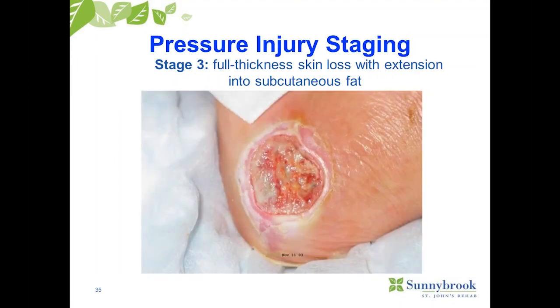So how do you tell a stage 2 from a stage 3? They may both be pretty shallow. Well, in a stage 2, you see how clean that was? Here you see some slough, some adipose tissue. Stage 2 has no adipose tissue, so it's unlikely to have any slough. You may have a little bit of serous exudate, but you should not have any debris or slough.